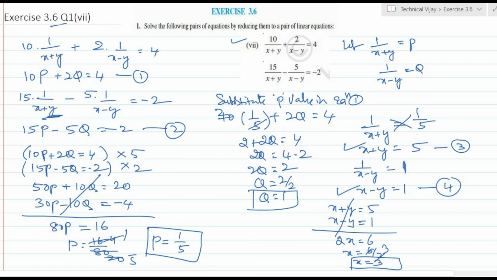Same, you can substitute in any equation. So x plus y is equal to 5 means y is equal to 5 minus x. So y is equal to 5 minus 3, the x value we have substituted. So y is equal to 2. So here x is equal to 3, y is equal to 2.